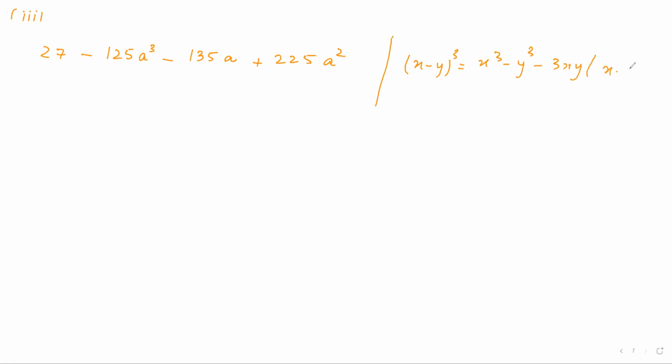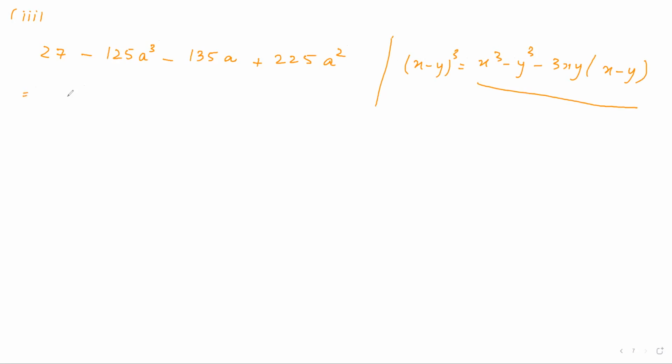Third part is this: 27 minus 125a cube minus 135a plus 225a square, right? So again, if I want to compare it with this identity, x minus y whole cube is equal to x cube minus y cube minus 3xy into x minus y. So let me check whether I can bring it into this form or not.